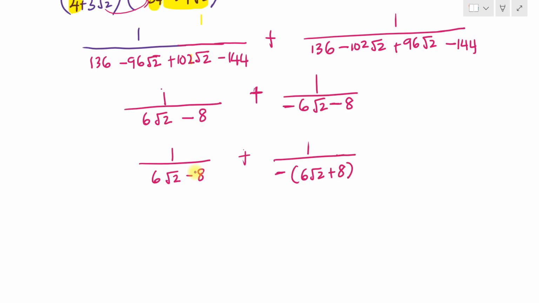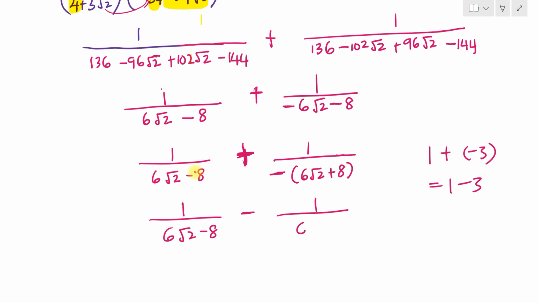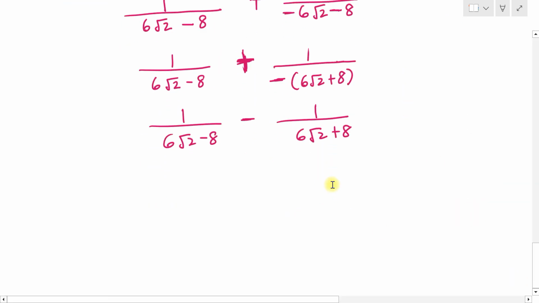This negative, negative, I factorize the negative. Why do I do like that? Okay, because you see this positive and negative, I can make it as a negative now. Like 1 plus minus 3, what will you do? 1 minus 3, right? Same thing. So it becomes minus 1 over 6 surd 2 plus 8. So don't think this is minus 8, this is positive 8.